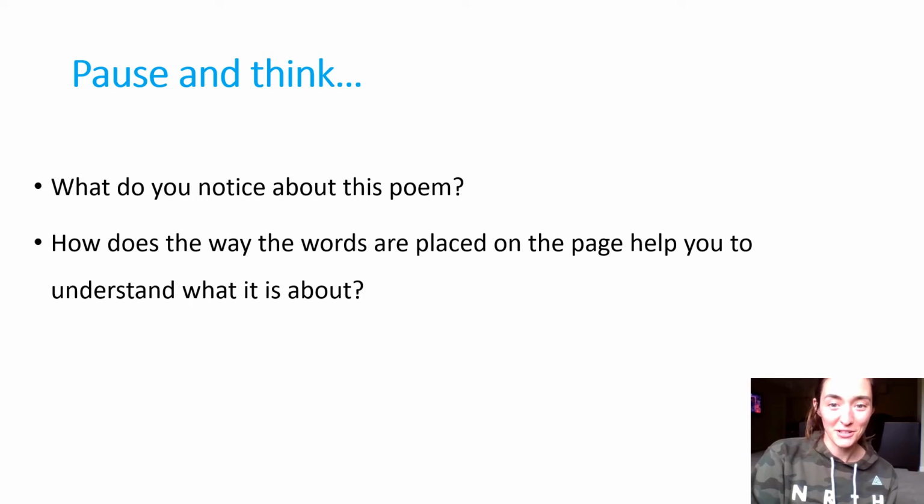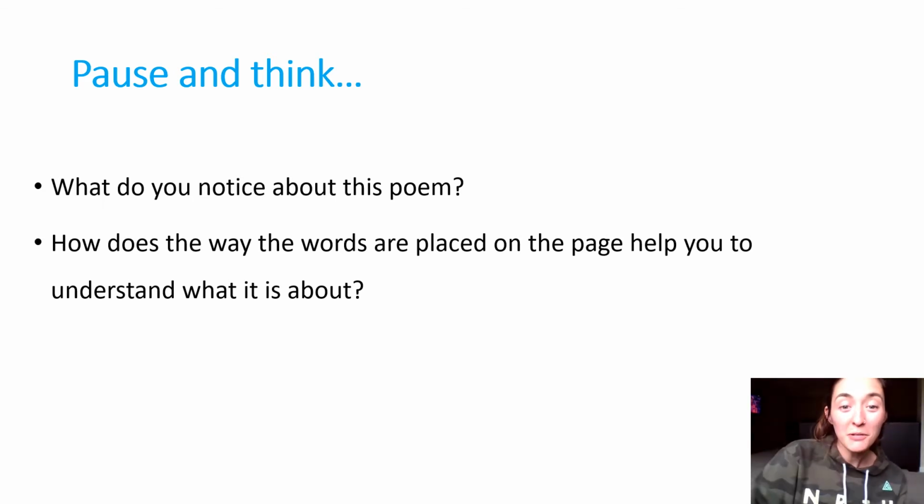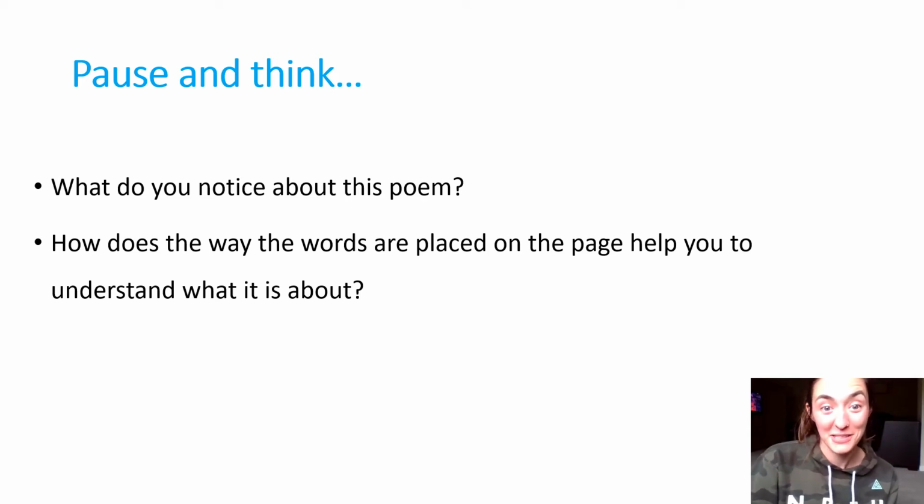My second question for you to pause and think about, or pause and ponder, is how does the way that the words are placed on the page help you understand what the poem is about? Go ahead and pause.